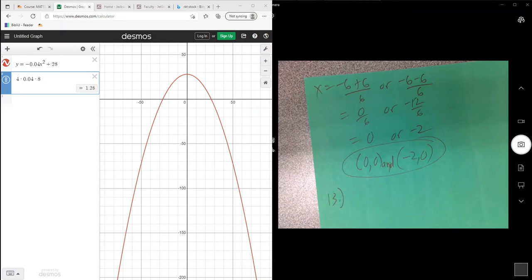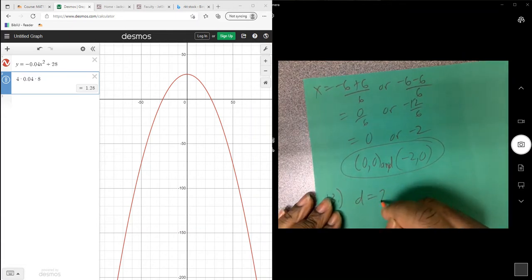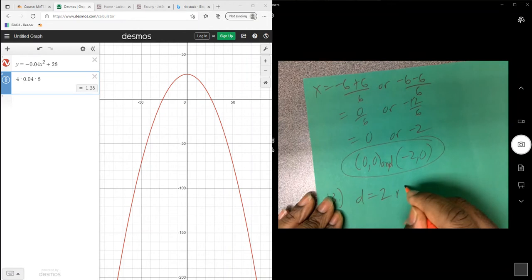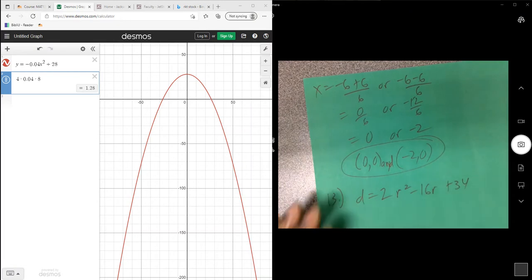Okay, with problem 13, it says the quadratic function defined by the equation d equals 2r squared minus 16r plus 34 gives the density of smoke d in millions of particles per cubic foot for a certain type of diesel engine. The input variable r represents the speed of the engine in hundreds of revolutions per minute.